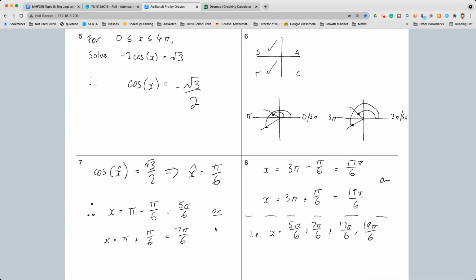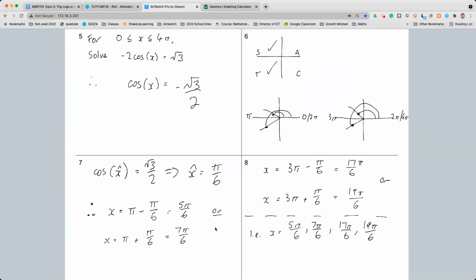You might notice as well that from here, I can add 2 pi to get this one. So 5 pi plus 12 pi on 6 is 17 pi on 6. 7 pi plus 12 pi on 6, sorry, 7 plus 12 is 19 pi on 6. So they are, in fact, exactly 2 pi apart, which is what you would expect because this and this is the same spot. This is just an extra rotation, so an extra 2 pi on. Same with these 2 spots. So it's not too surprising.